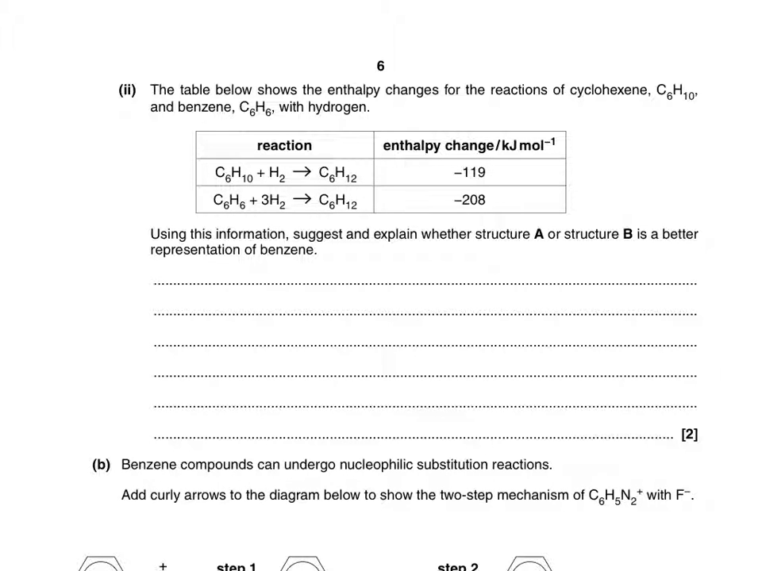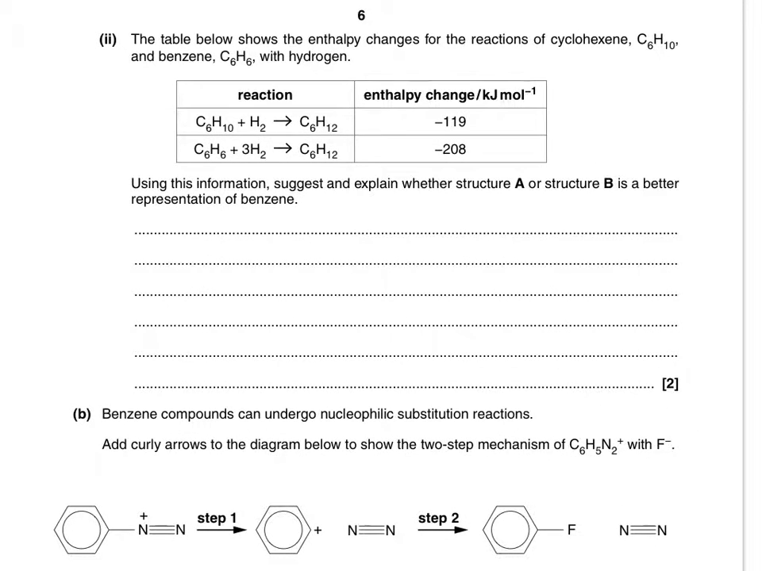So this time we've got some enthalpy changes, and obviously one of them you probably spotted already is to do with benzene, which would be compound B, or structure B. So it says using this information. Whenever they say using this information, that means you've got to refer to what they've actually said and given you. Don't just make statements that happen to be correct, but which don't refer to the data. So the people who did that were the people who got 2 marks.